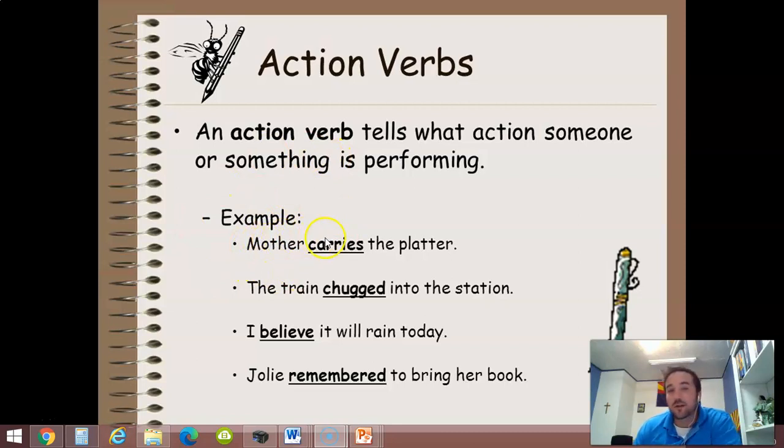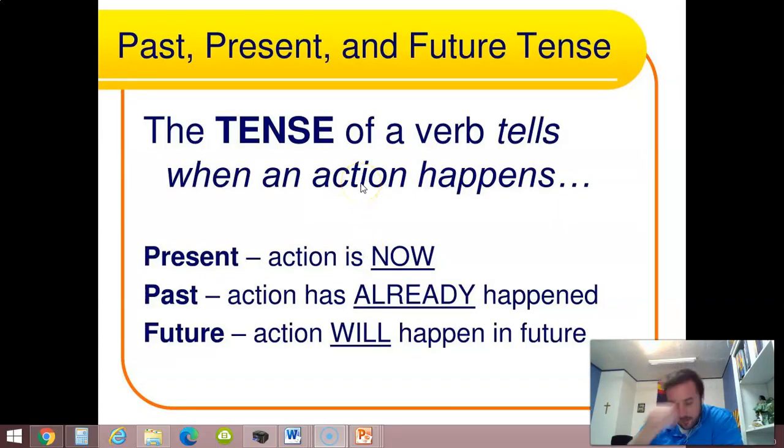Mother. What did she do? She carries. The train is the subject. What did the train do? Chugged. I. What did I do? Believe. Jolie. What did Jolie do? Remembered.